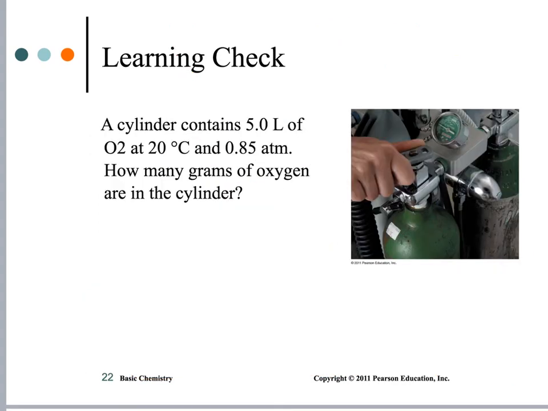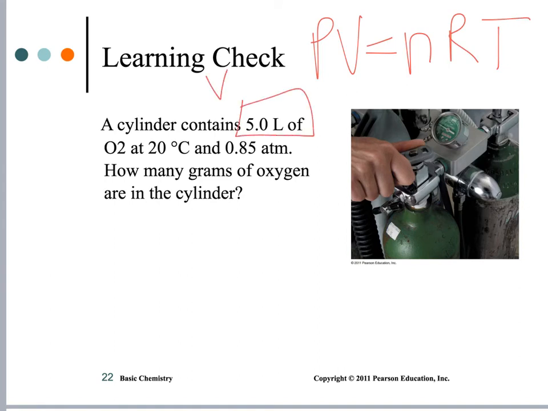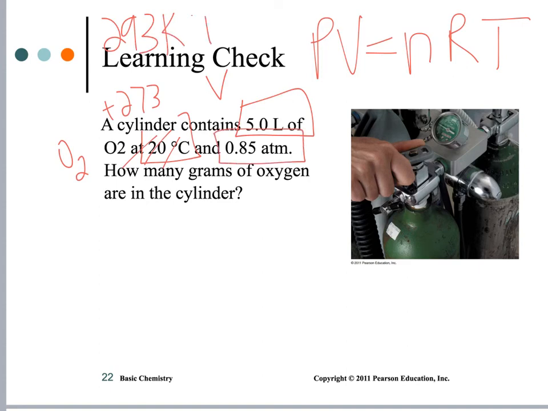All right, moving on. So we have another problem here. Again, we're working on PV equals NRT, but we have to be able to decipher what kind of problem it is. So we look at this problem, and we have volume. This is O2, by the way. We've got to add 273, so 293 Kelvin. At this pressure, so we got a temperature, we got a pressure. Now it's saying, how many grams do I have? Holy cow. Okay, so we can plug this in.